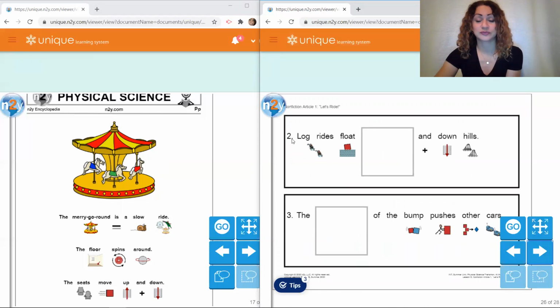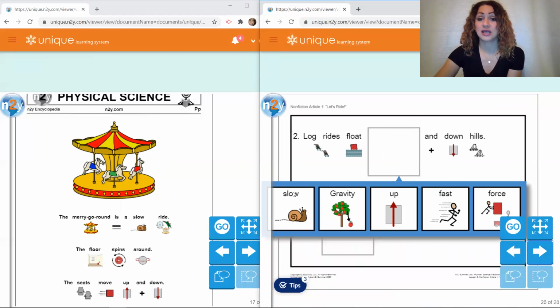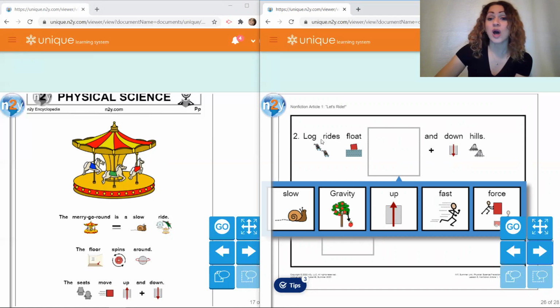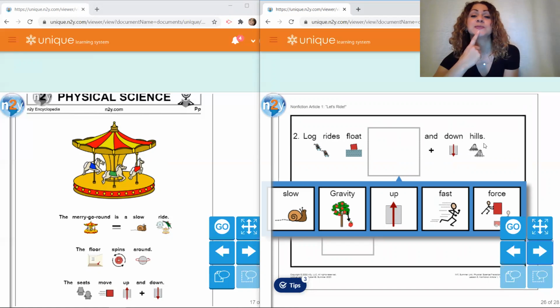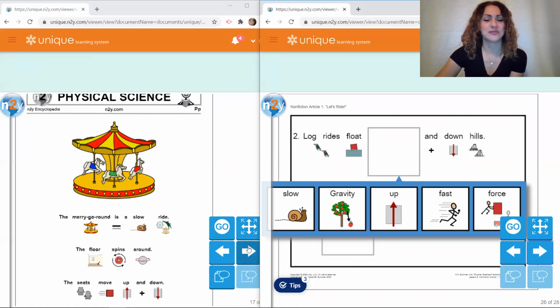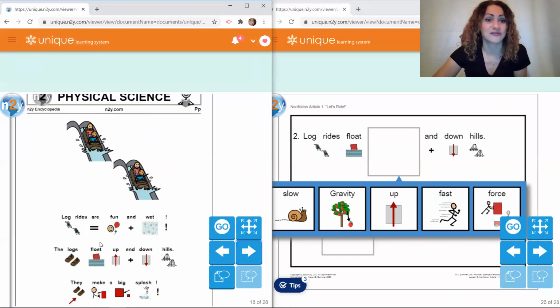Question number 2. Log rides float slow and down hills. Log rides float gravity and down hills. Log rides float up and down hills. Log rides float fast and down hills. Or log rides float force and down hills. Let's read the next page. Maybe we could find our answer there.